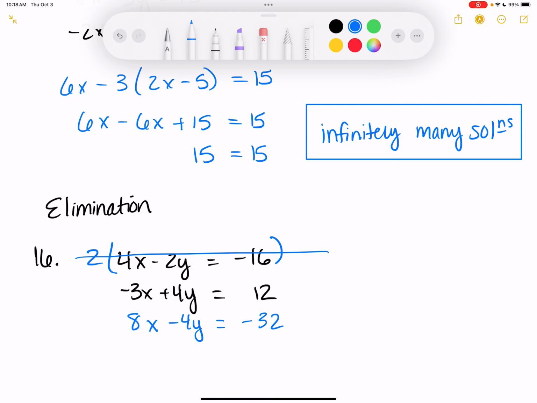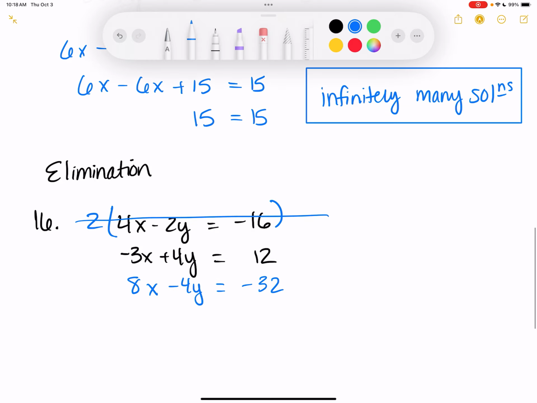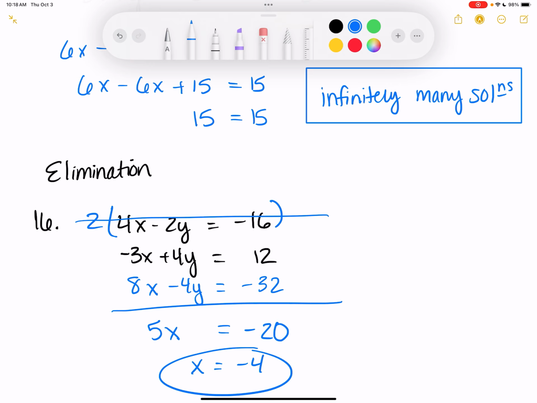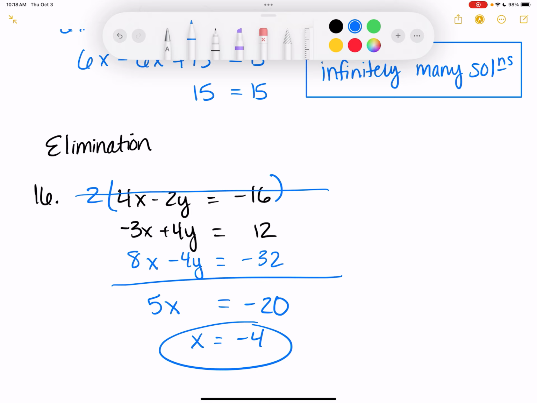So now I'm going to combine these two equations. I would have 5x, the y's are 0 now, equals negative 20. So x equals negative 4. Now I choose either equation. I always choose the original, like I said. You can choose the top one or the bottom one. Which one do you want to plug it into? The bottom one. So negative 3 times negative 4 plus 4y equals 12.